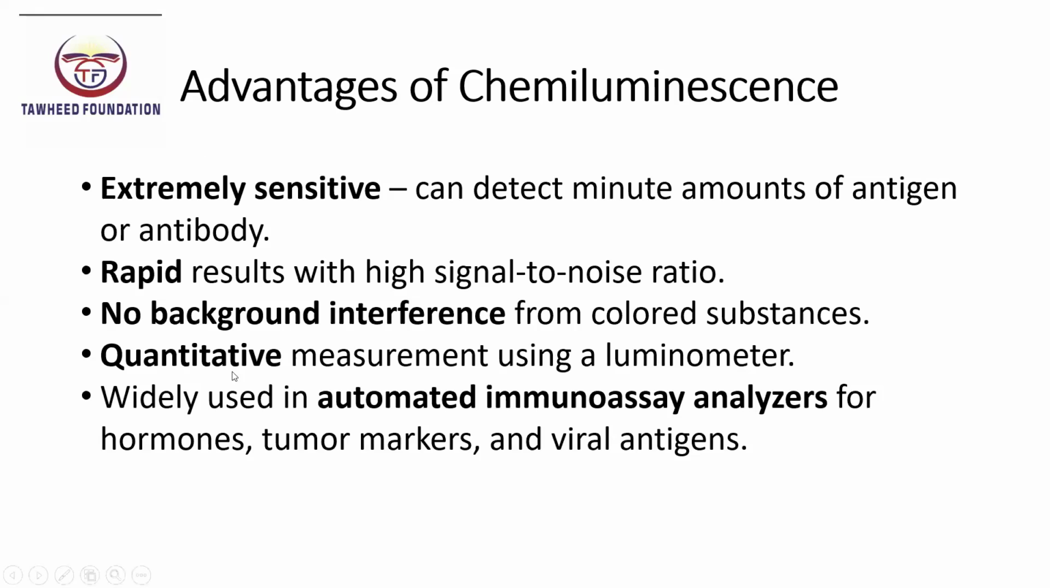So applications include hormone analysis, tumor markers, viral antigen detection, and high throughput clinical diagnostics. So on the whole, advantages of chemiluminescence, it is extremely sensitive, it is rapid, no background interference will be seen, and it is quantitative measurement. And it is widely used in automated immunoassay analyzers.